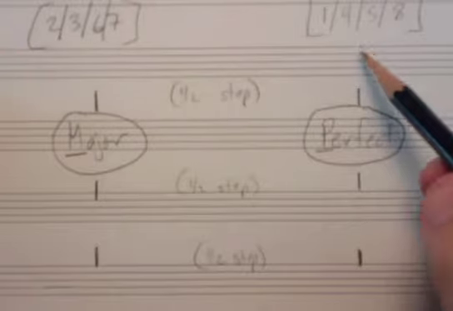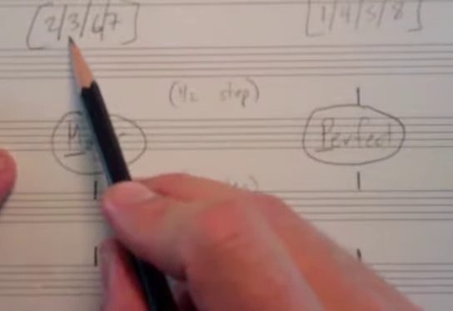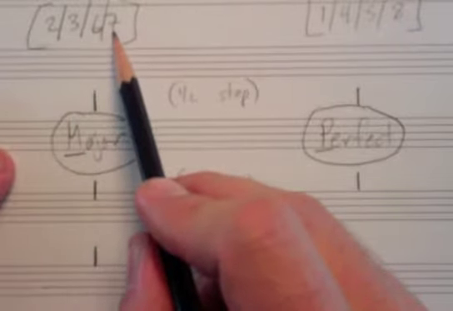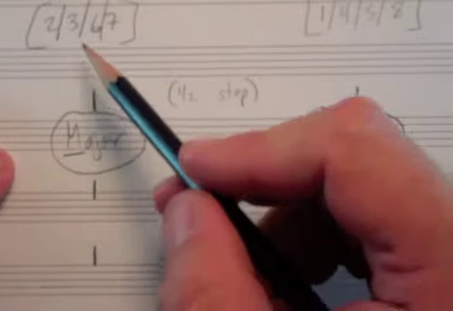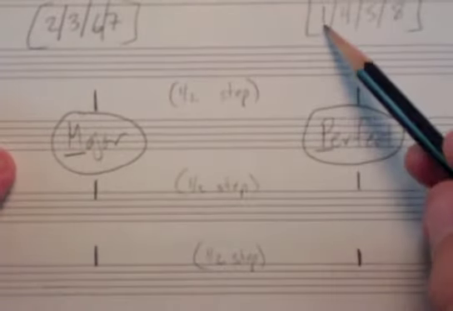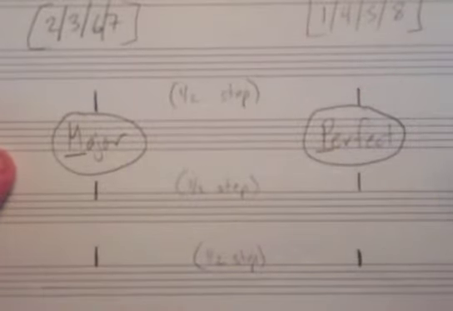So you're never going to have, for instance, a perfect second, or a perfect third, or a perfect sixth, or a perfect seventh. Those are always going to be over here, either a major or one of the other ones in this family. You're never going to have a major first or a major fourth, and so on.